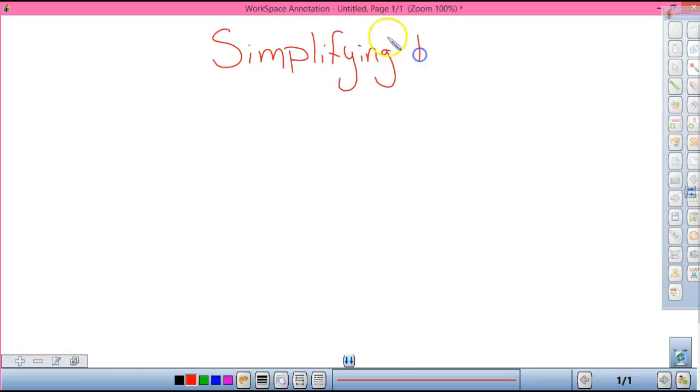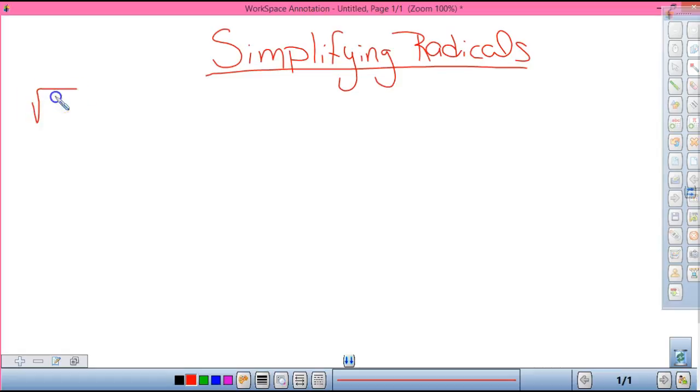Simplifying radicals. Okay. Now, we need to make a list of perfect squares. What's a perfect square? Well, it's a number that we can take the square root of and get a whole number. So our first one would be the square root of 1 is 1.